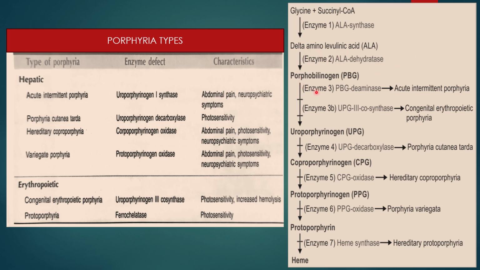The third most important disorder is due to the deficiency of the enzyme PBG deaminase, porphobilinogen deaminase. This is a hepatic disorder. The enzyme is PBG deaminase or uroporphyrinogen 1 synthase, the same enzyme; there are two names for the same enzyme. It is associated with abdominal pain and neuropsychiatric symptoms.